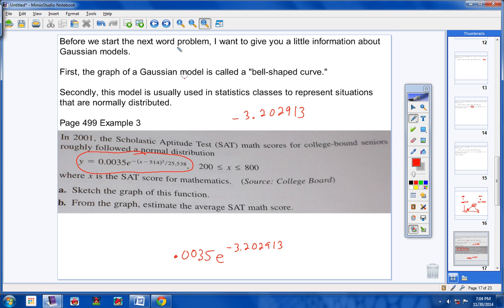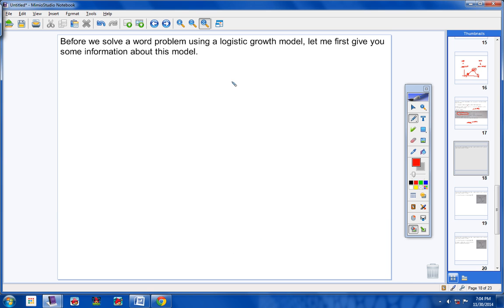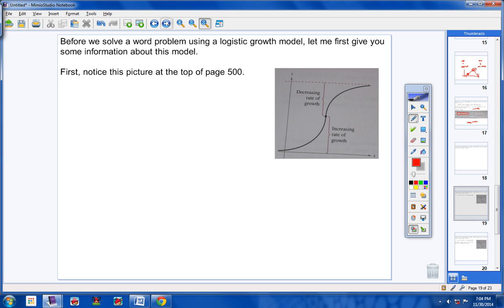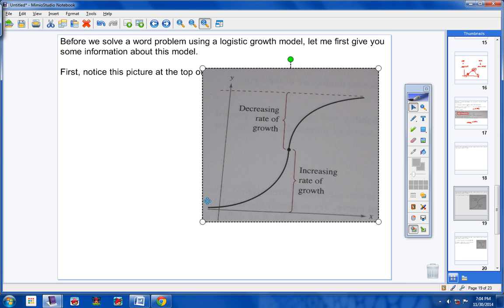All right, moving on. Before we solve a word problem using a logistic growth model, let me first give you some information about this model. First of all, notice this picture at the top of the page. If you look in your books on page 500, you'll see this picture right here. You do not need to know this.